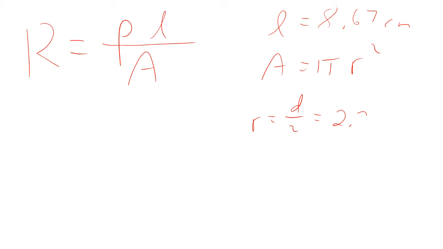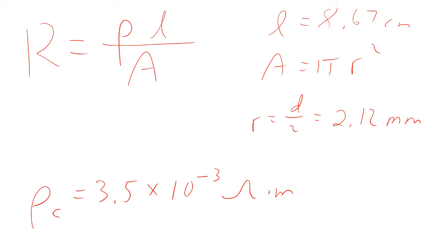So that'll be 2.12 millimeters. It'll be half the diameter. And then we need to know rho. So rho for carbon. How do we know the resistivity of carbon? Well, we have to look that up somewhere. So 3.5 times 10 to the minus 3 ohm meters.